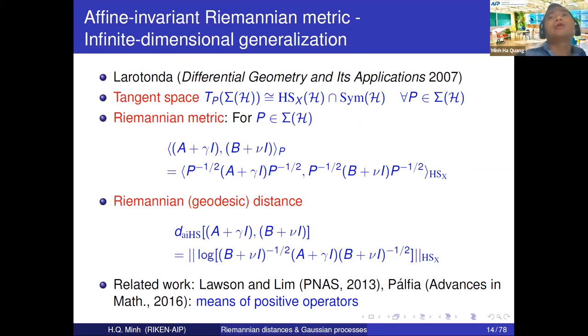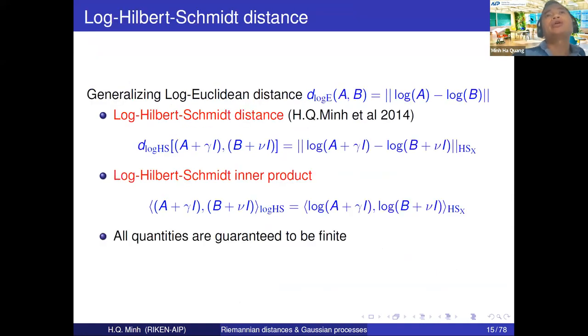The set of positive operators is just the set of all the symmetric, self-adjoint extended Hilbert-Schmidt operators, and then the Riemannian metric is just given by this formula here. And the distance is actually quite similar to the finite dimensional case, except that instead of A and B, we have A plus gamma I and B plus mu I. And instead of the Frobenius norm, we have the extended Hilbert-Schmidt norm. So this is the setting for the generalization of the affine invariant Riemannian metric.